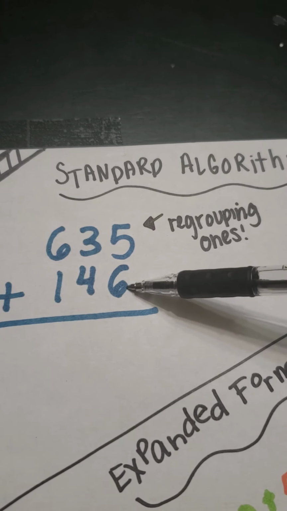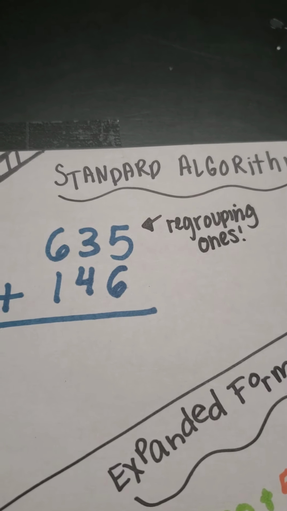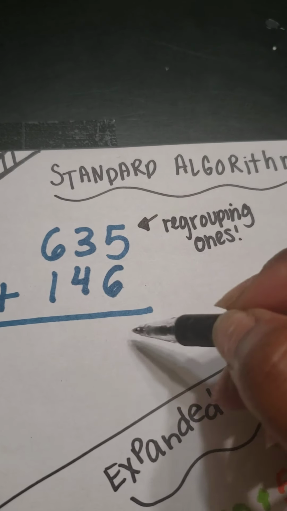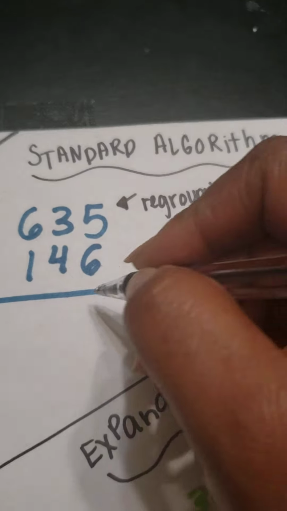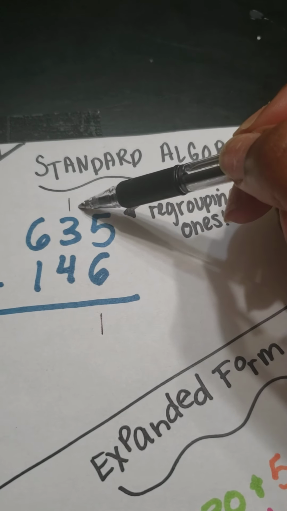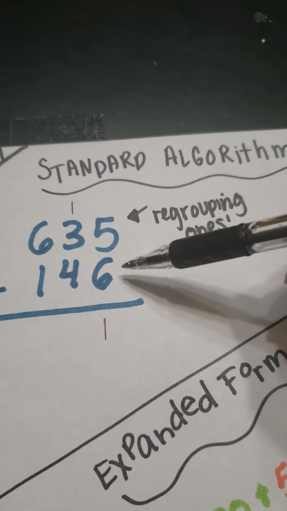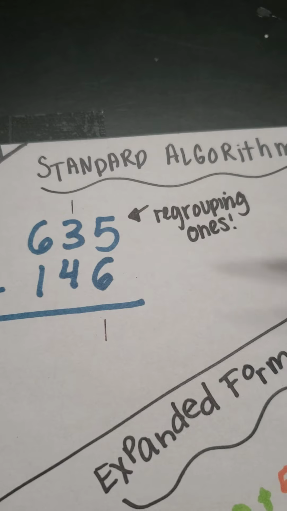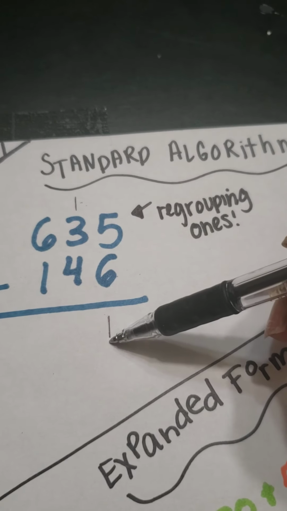So 5 plus 6 equals 11, but we know we can't put 11 down underneath the 5 and the 6. So we need to put down the 1 and carry the 1, which is actually a 10, right? Because we know 5 plus 6 equals 11, and 11 is 10 plus the 1.